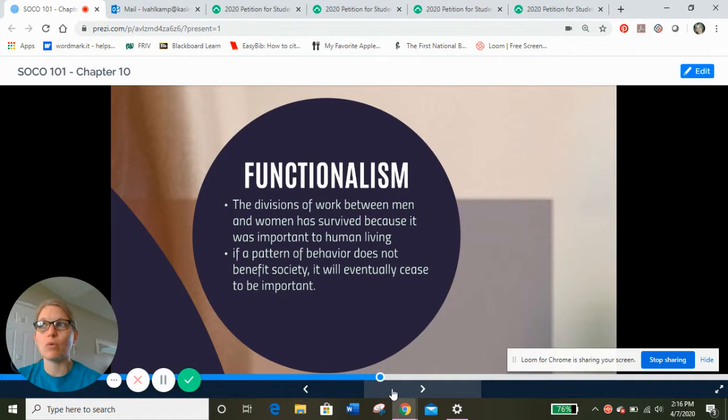You may have heard the phrase, that's women's work, or that's man's work. That's something that a man does. Well, what is the function of that? Why has it survived? Functionalists argue that this has survived over time because it was important to human living. It was important to our existence.